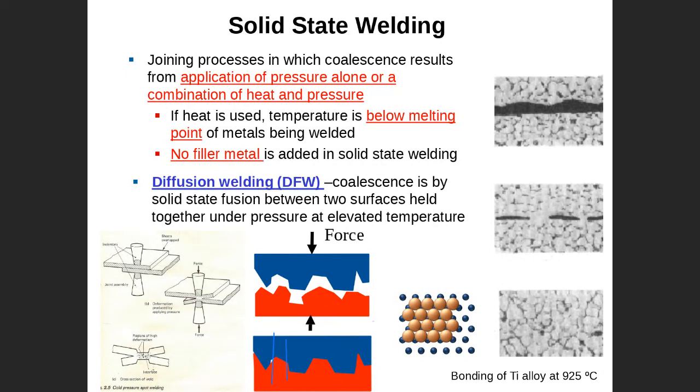Elemental migration happens between the two parts here. So some elements move from up to down, and some other material moves from down to up. Then diffusion happens. We call it diffusion welding also.